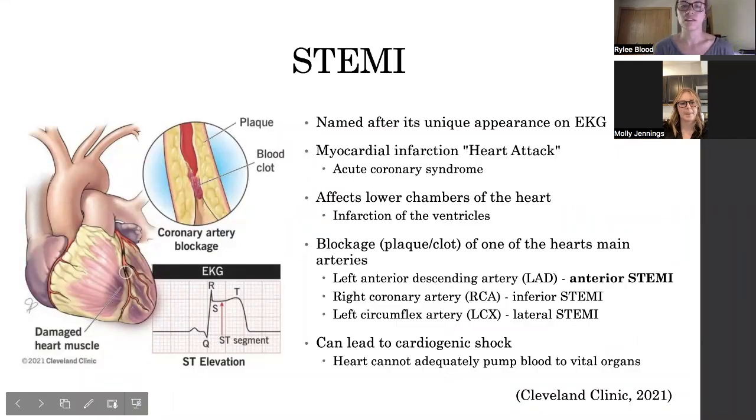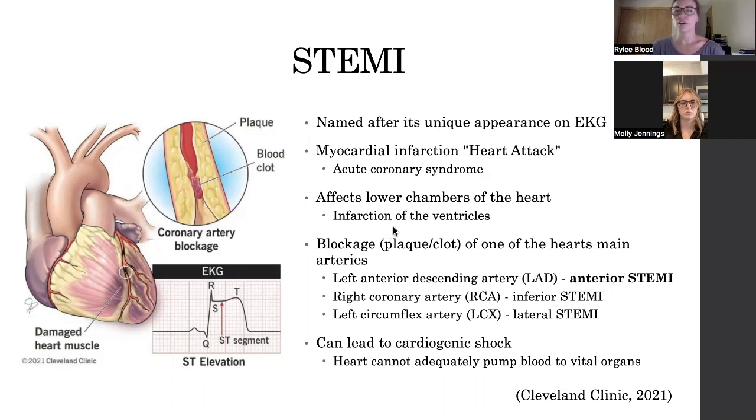Okay, as Molly just said, the STEMI, a myocardial infarction, gets its name after its unique appearance on the EKG. As you can see down in the lower right-hand corner of this picture, the S part is the end of the ventricle depolarization, and the T wave is the repolarization of the ventricles. This is a time where there should be no electrical impulse, and it should be isoelectric at the bottom here and return to baseline. If it's not, it shows up on that EKG, and it is very distinct for a STEMI.